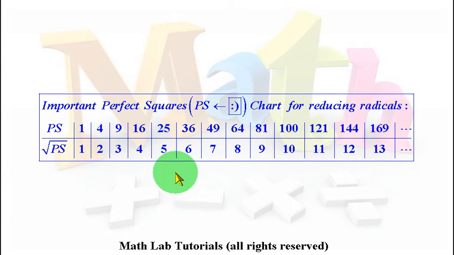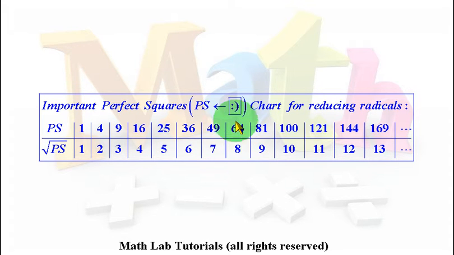This slide contains the important perfect squares chart for reducing radicals. This chart is very, very important when you're trying to reduce radicals. The first row over here is the set of perfect squares, starting off with 1. But it's better to look at the second row to see how we generate perfect squares. If we square every element of the second row, we can generate perfect squares. Like 1 squared is 1, 2 squared is 4, 3 squared is 9, 4 squared is 16, 5 squared is 25, 6 squared is 36, 7 squared is 49, etc., etc.